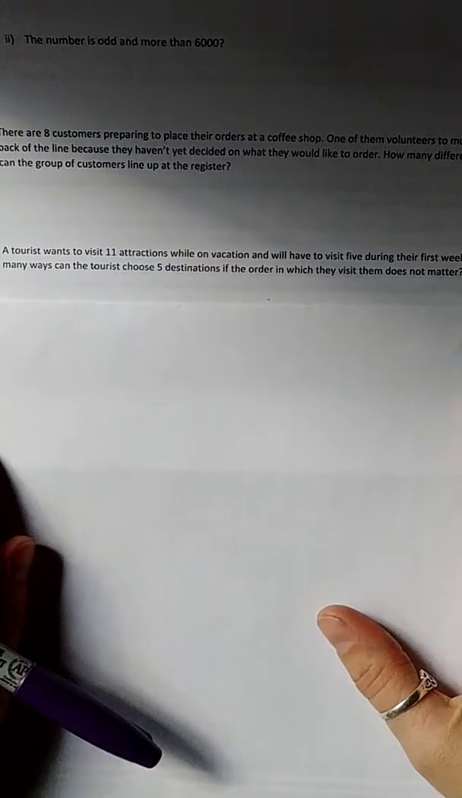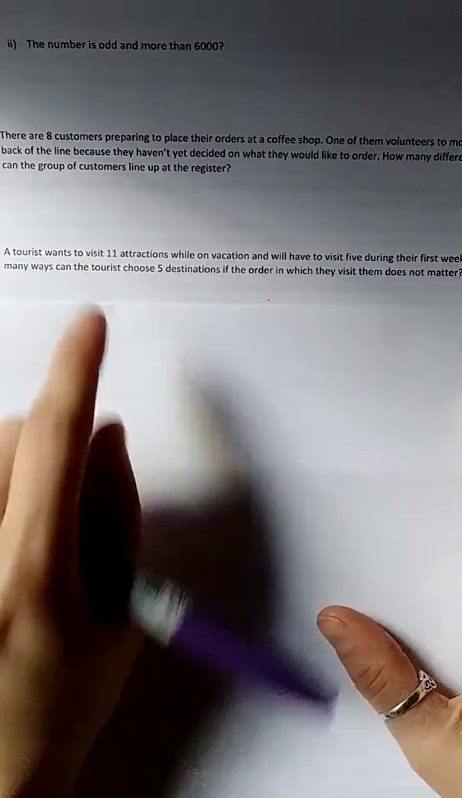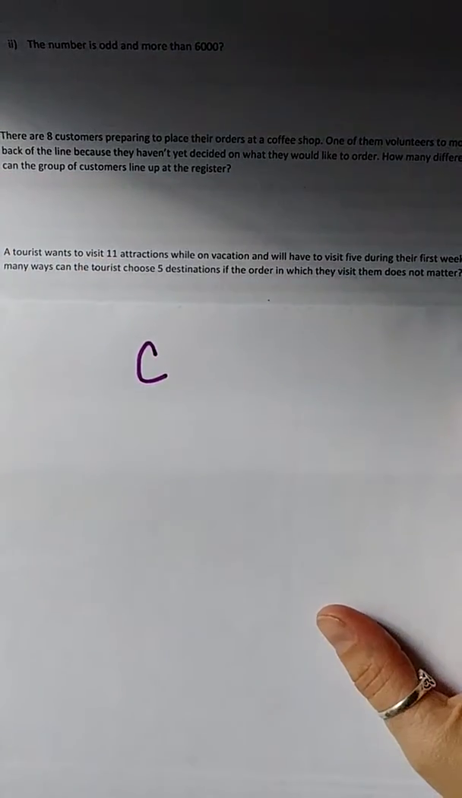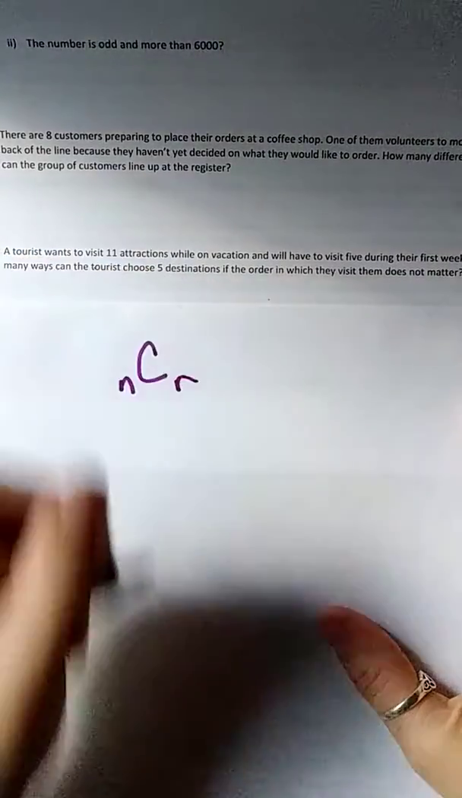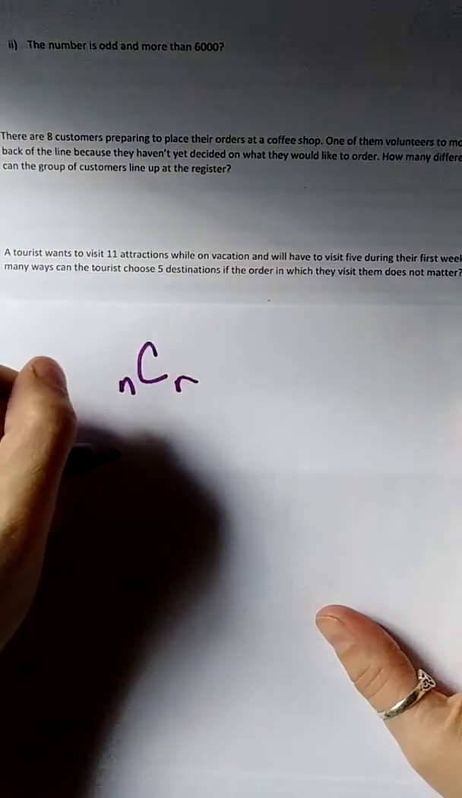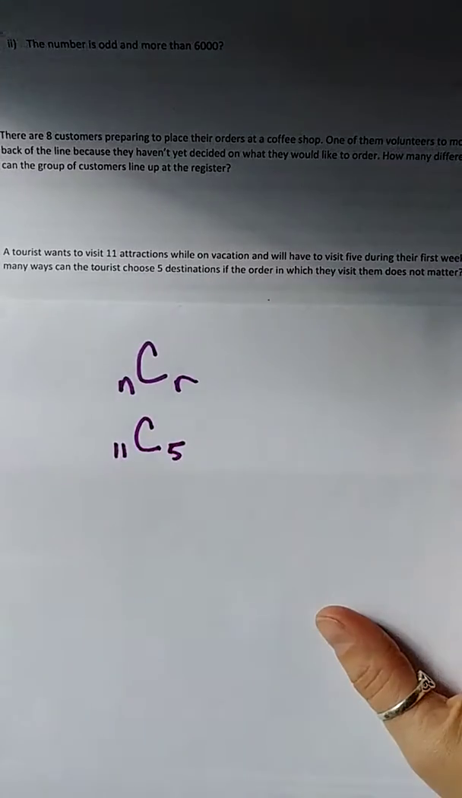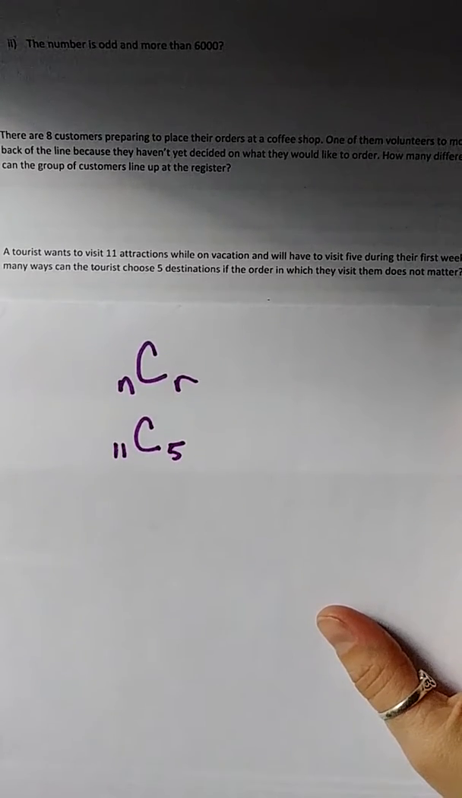So because the order does not matter, that means that we're choosing 5 out of a total of 11. Since the order doesn't matter, we're going to be using a combination. Combinations mean the order doesn't matter. So we have to do the nCr method. The n, of course, is our total number of options, which is 11. And we're going to choose 5 of these to visit during the first week. And that's all of the work we have to write down on paper until our final answer. The rest we just type in the calculator.